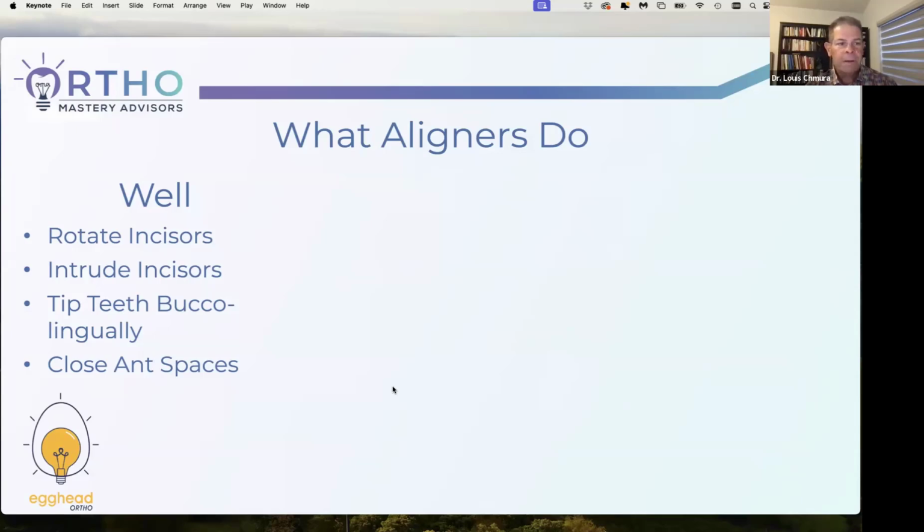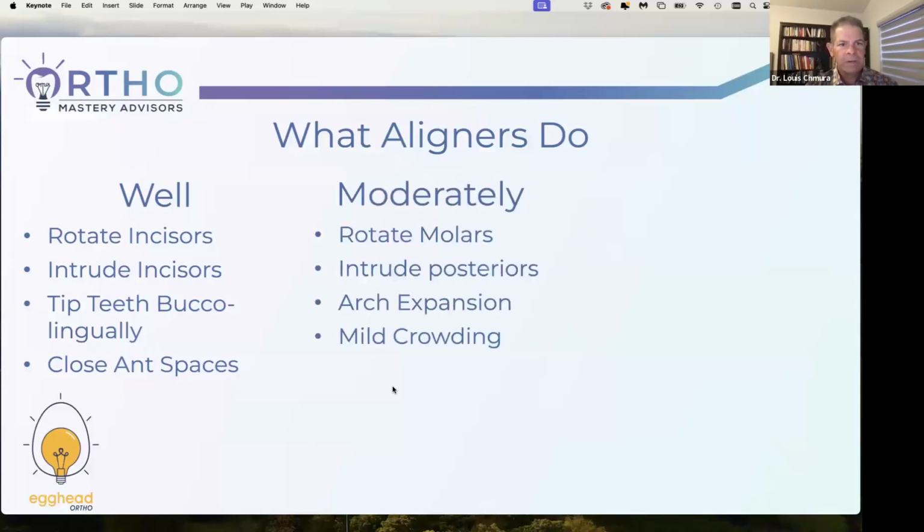You can tip teeth buccolingually, so you can tip the incisors out. You can tip the molars up if they're tipped in. And you can close anterior spaces pretty well. Sometimes posterior spaces, but anterior spaces are really easy and pretty predictable. What do they do moderately well? Well, rotate molars. You have enough surface area to make that happen.